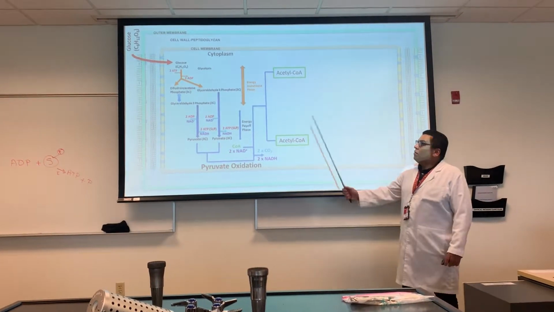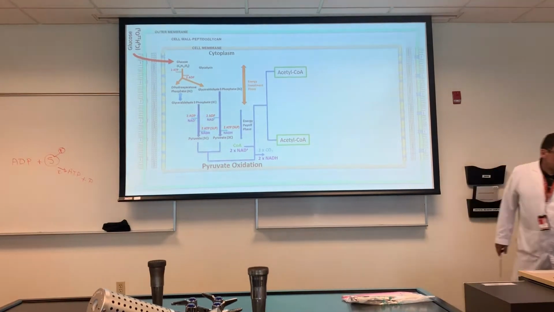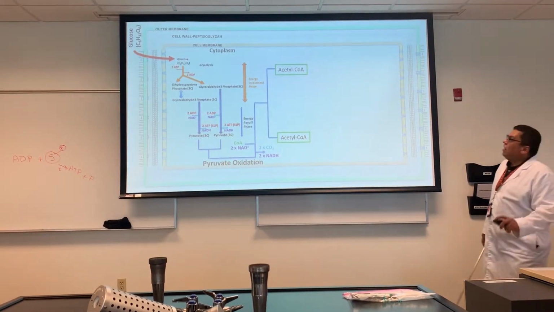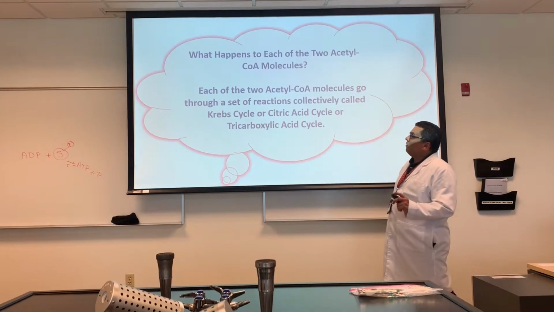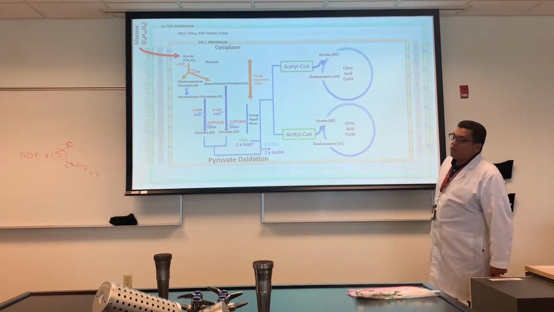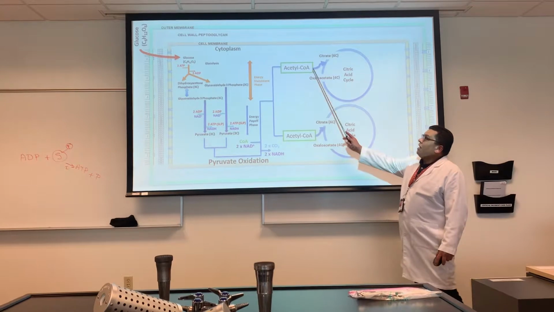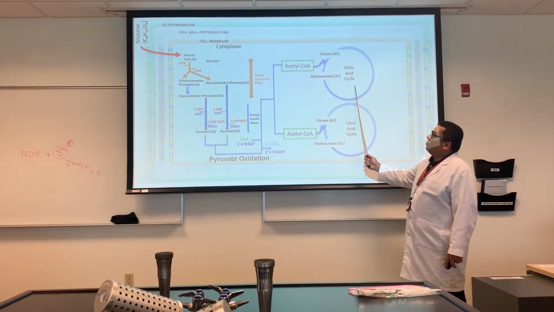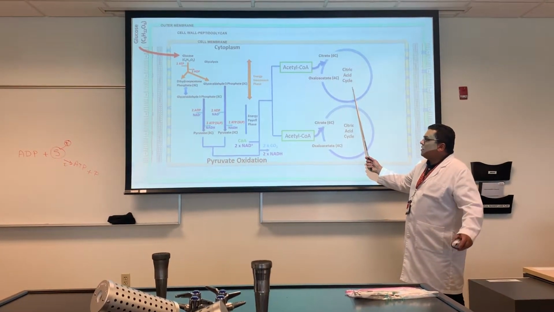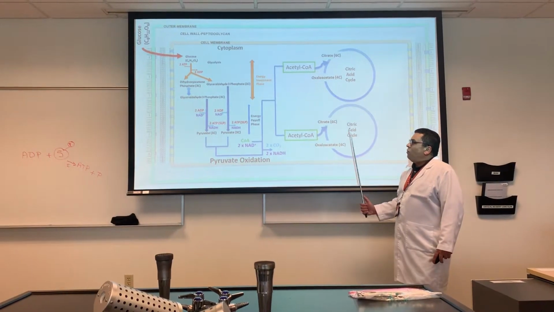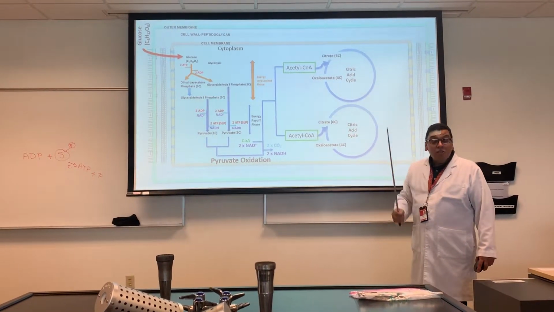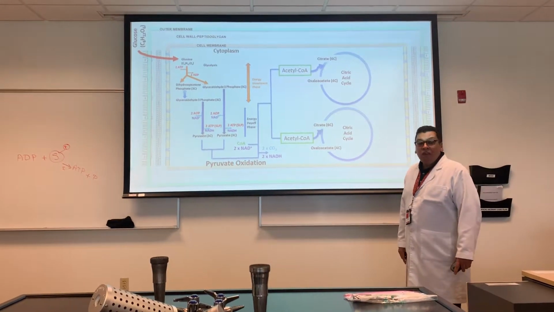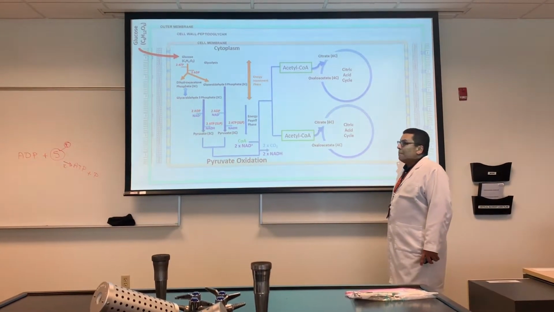Okay, now you have 2 carbons here and 2 carbons here. Each acetyl-CoA will initiate the Krebs cycle, its own Krebs cycle. Here it is. So this acetyl-CoA will initiate a citric acid cycle, also called the Krebs cycle. This acetyl-CoA will also initiate another Krebs cycle or citric acid cycle. So for each acetyl-CoA, you take 1 turn of the cycle.